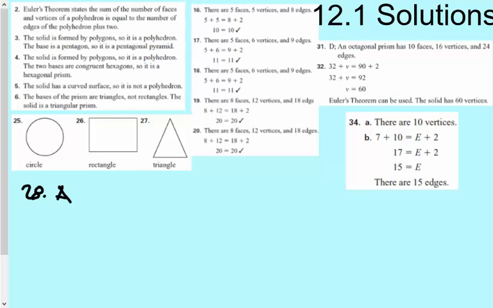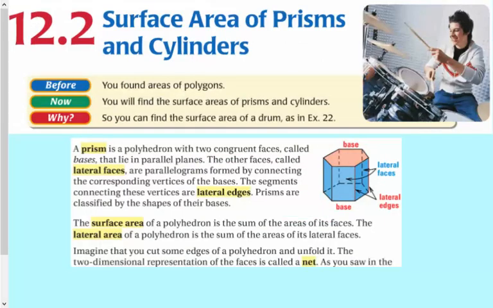We talked about polyhedra. And today what we're going to do is talk about prisms and cylinders. We're going to find their surface area. So things that you'd normally think of what geometry actually is: shapes.